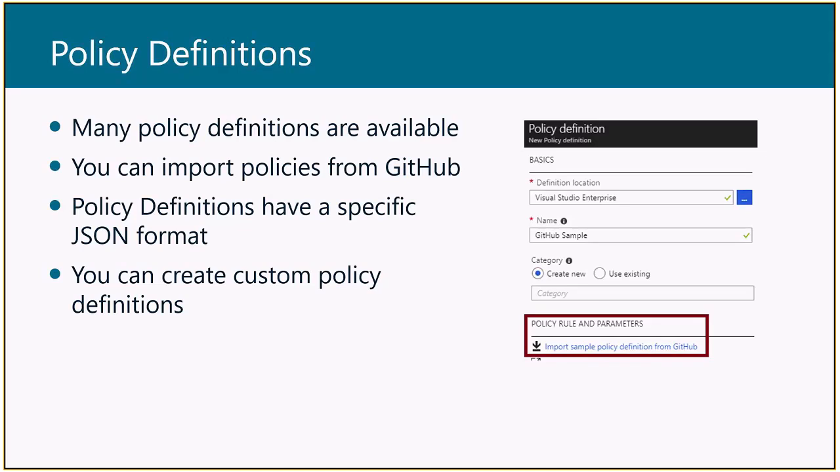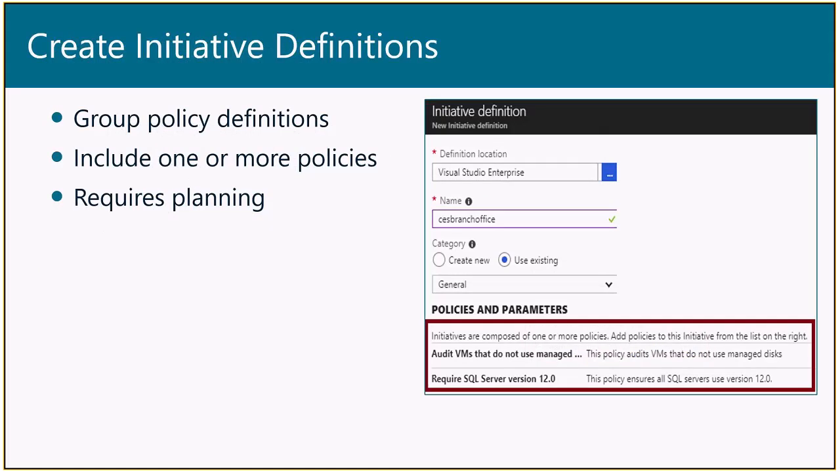So the first thing we have to do is create a policy definition. Then we also create an initiative definition. The initiative definition is going to group policies and include one or more policies. One thing is that in the initiative definition, you can add multiple policies into it. So it's not one-on-one. You can have multiple policies in one initiative definition. And we're going to require planning.